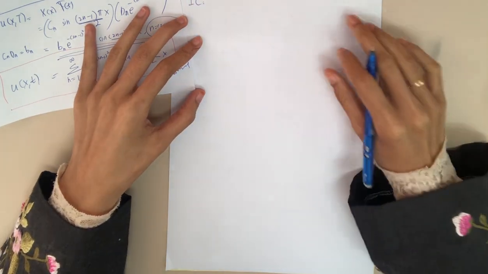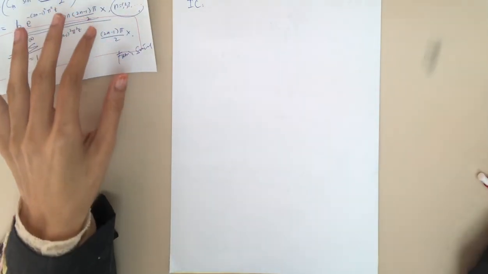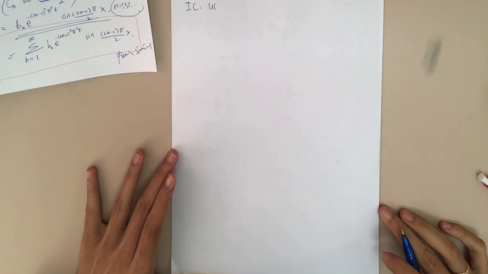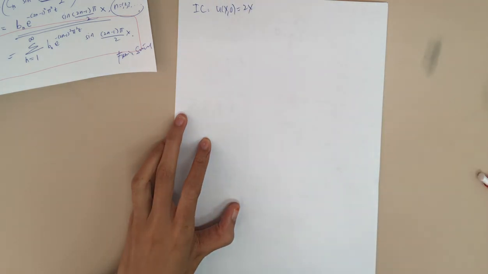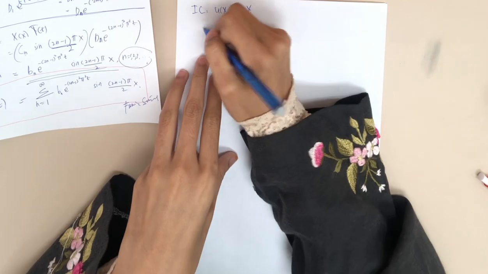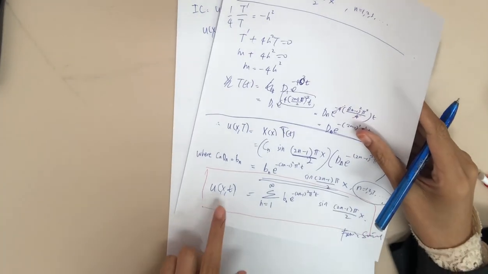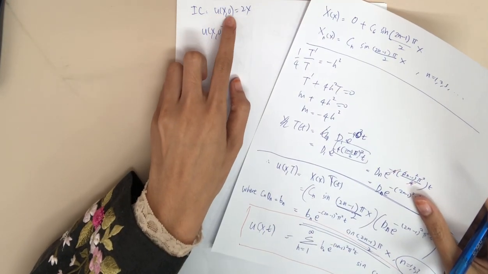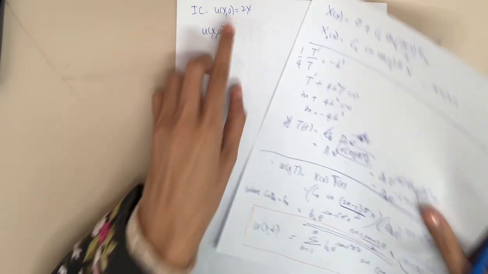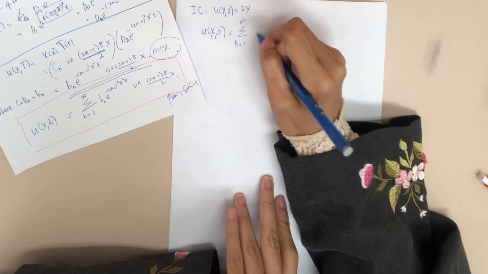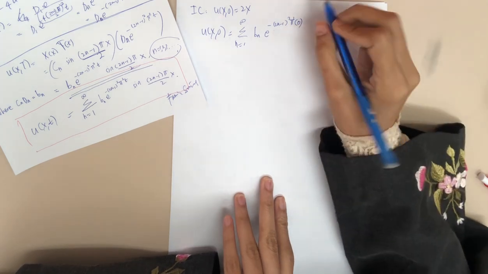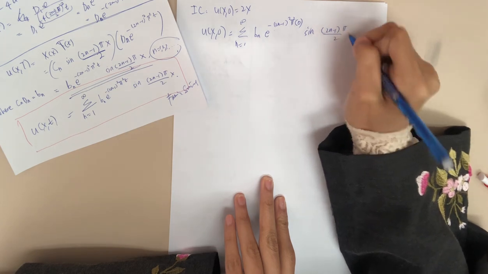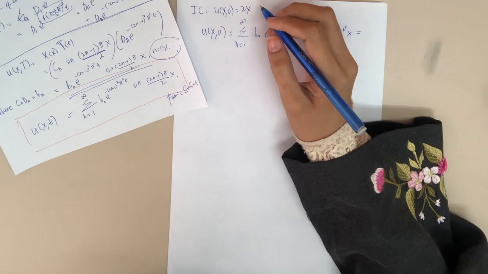Now we will use the given IC, the initial condition. What did the initial condition give? u at 0 equals 2x. From the last one here, this is u at t. So now you have the IC here, u at 0 equal to 2x. Therefore you need to substitute t equal to 0. So Bn e to the negative 2n minus 1 squared pi squared t, with t now equal to 0, and then sine 2n minus 1 pi over 2 x, and this equation equals 2x.